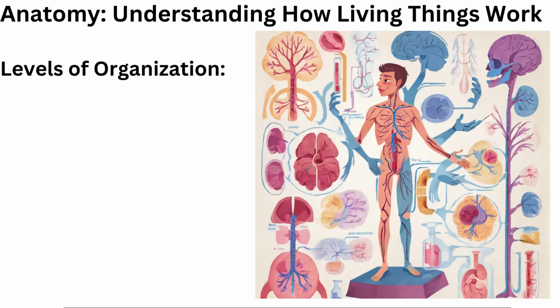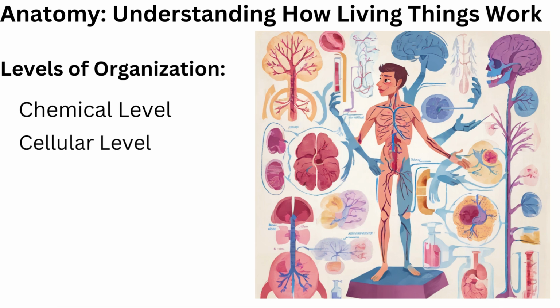Levels of organization. Chemical level. Anatomy starts at the chemical level, looking at the basic building blocks of life, such as atoms and molecules. Cellular level. It then progresses to the cellular level, where cells are the smallest functional units of living organisms.